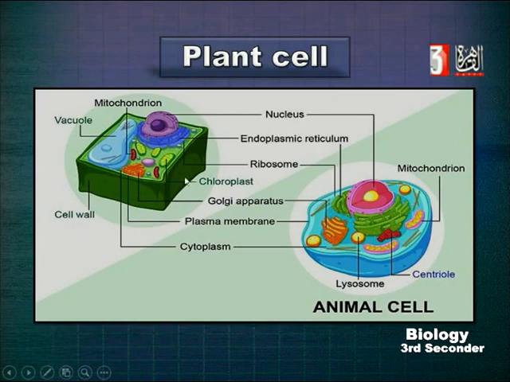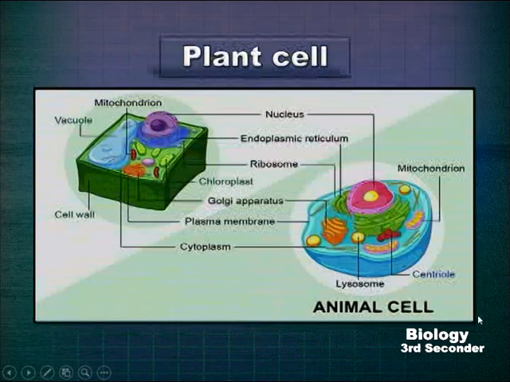Chloroplasts do the photosynthesis process, the vacuole maintains water balance, and the cell wall protects the plant cell, provides structural support to the plant cell and gives it its definite or fixed shape.